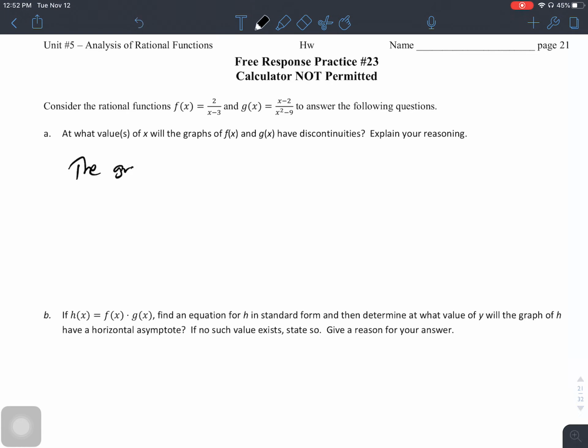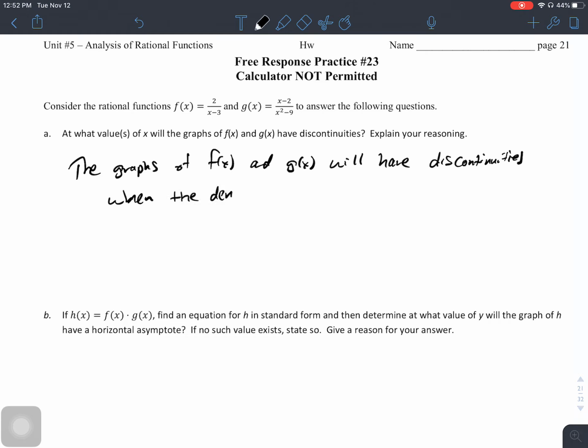The graphs of f of x and g of x will have discontinuities when the denominators are equal to 0. And that's because when they're equal to 0, there is no y value because it's undefined.